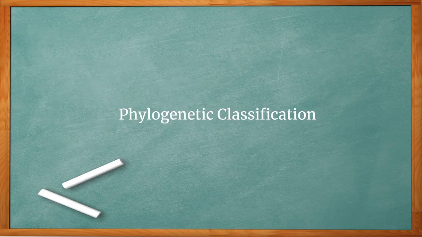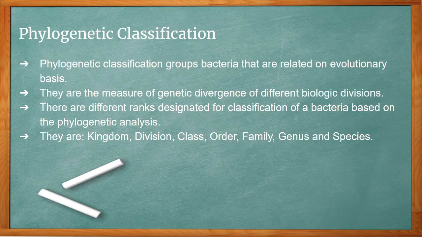First is the phylogenetic classification. Phylogenetic classification groups bacteria that are related on an evolutionary basis. They are the measure of genetic divergence of different biologic divisions. There are different ranks designated for classification of a bacteria based on the phylogenetic analysis. They are kingdom, division, class, order, family, genus, and species.